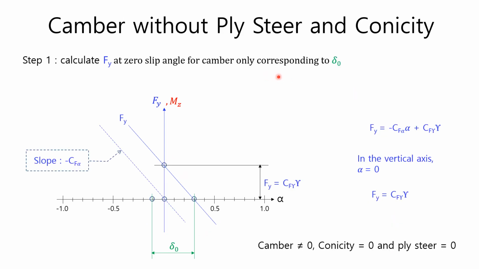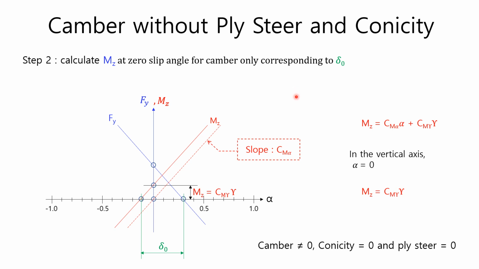To derive the equations for equivalent camber and the side slip angle, let's first look into the tire having the camber without the ply steer and without conicity. Our first step is to calculate the lateral force Fy and the camber moment Mz due to camber corresponding to the side slip angle length delta 0. A lateral force Fy at the 0 side slip angle can be expressed as a sum of lateral force due to side slip angle alpha and due to camber angle gamma. Since the side slip angle equals 0 in the vertical axis, lateral force Fy can be expressed as this equation.